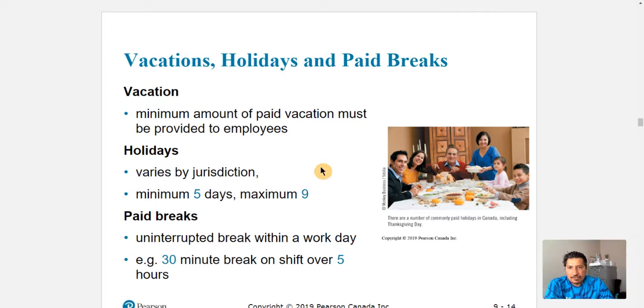Vacations, holidays, and paid breaks. A minimum amount of paid vacation must be provided to employees. Holidays vary by jurisdiction, minimum 5 days, maximum 9 days. Paid breaks are uninterrupted breaks within a work day. For example, a 30-minute break on a shift over 5 hours.